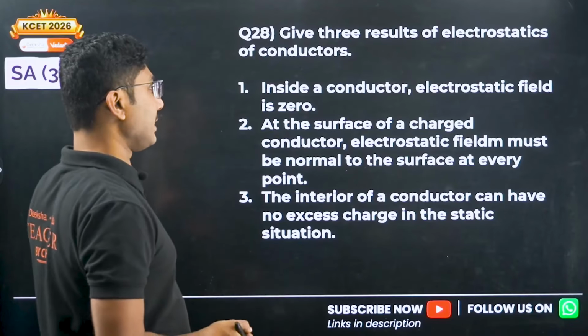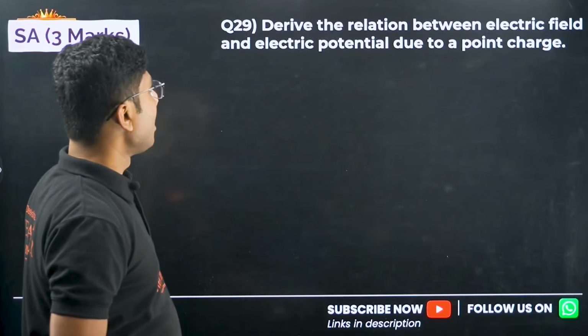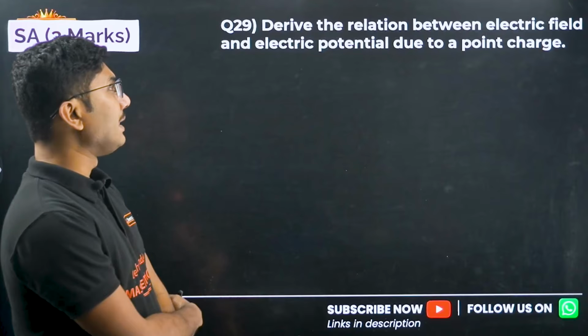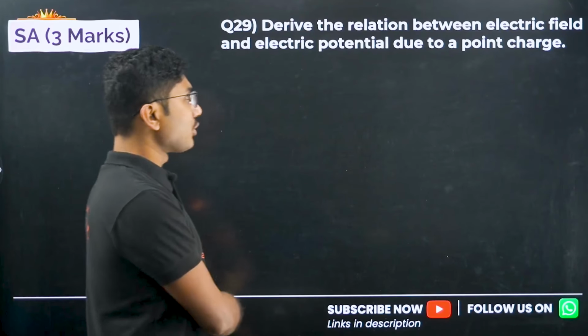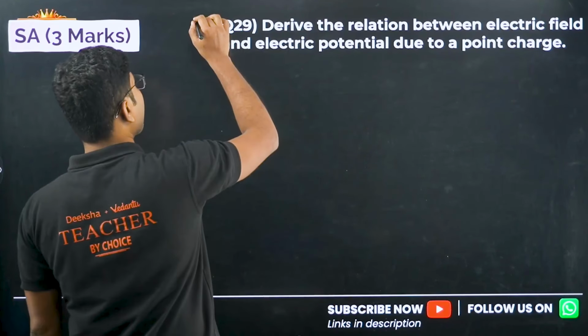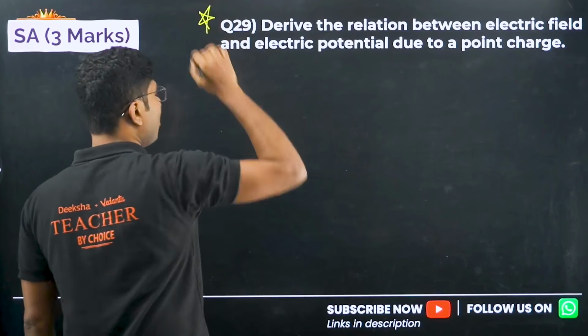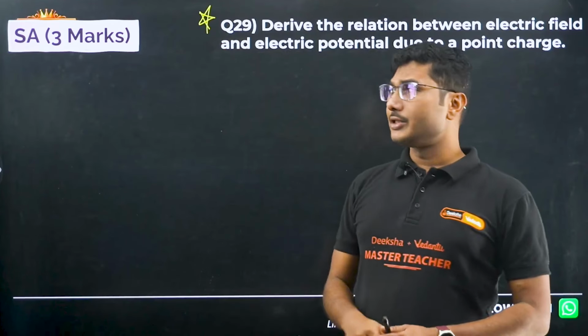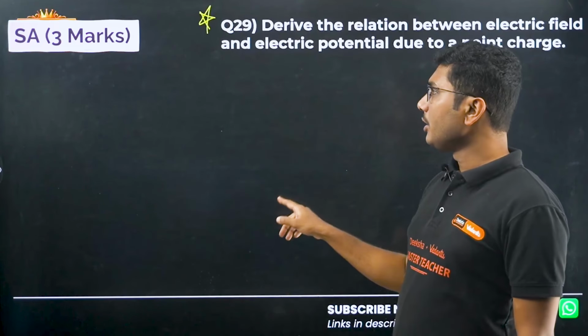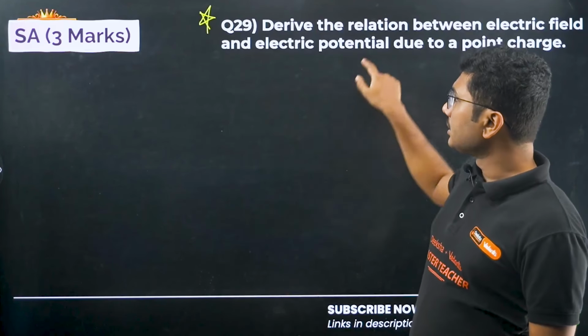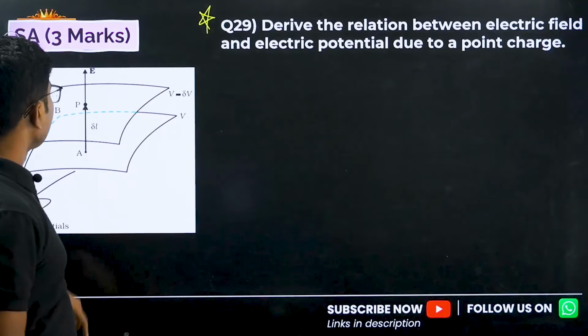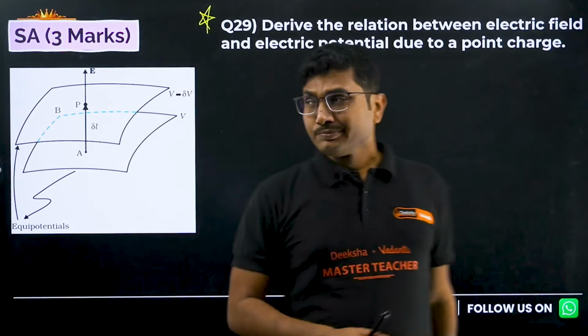That is called electrostatic shielding. Now derive the relationship between electric field and electric potential due to a point charge. This is one of the VVIP questions. Almost every alternate year this question comes. For that, first of all you have to draw this diagram.